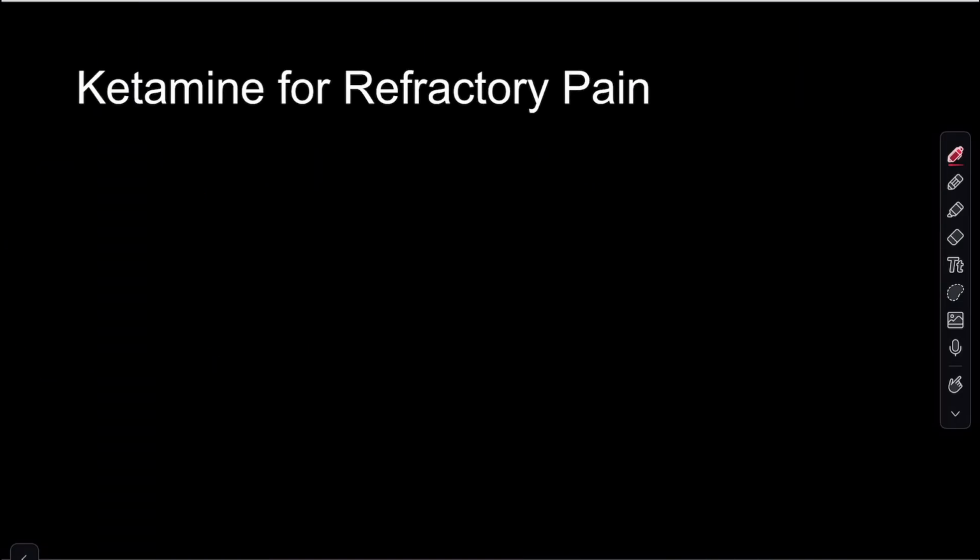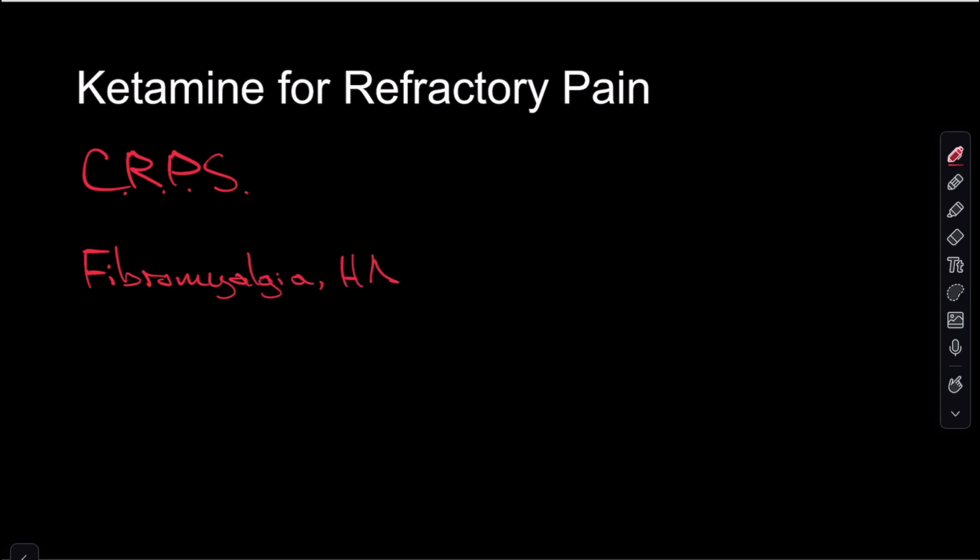So ketamine is commonly used to treat refractory pain conditions. There's moderate quality evidence to support the use of ketamine to treat complex regional pain syndrome. And then there's controversial evidence to use ketamine to treat other refractory pain conditions such as fibromyalgia, headaches, and phantom limb syndrome. Despite the controversial evidence to treat these, it's still very commonly used.